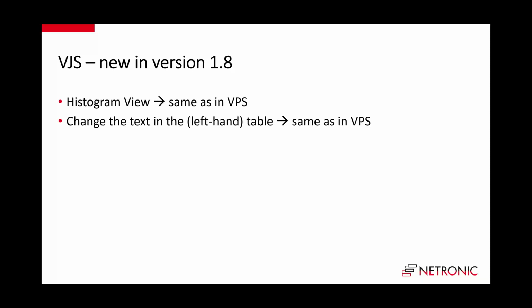So in the VJS, we did a couple more things. First of all, we also have the histogram view, and it is the same as in the VPS, so I won't show this again. We also have the capability to change the text in the left-hand table, which is also the same as you have just seen, so I won't show it again. And we can also flexibly change the tooltip text and the bar labels in the VJS, as you have seen before. So there are now a lot of customization and individualization capabilities.